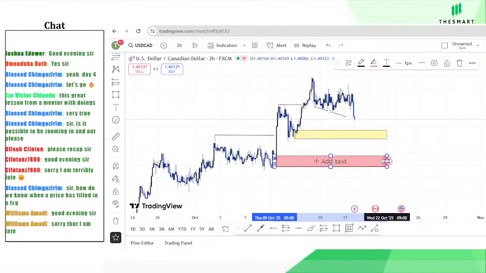Which is a valid order block for you? The yellow one or this?